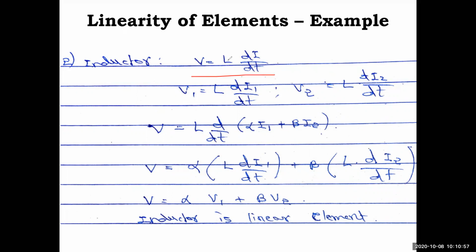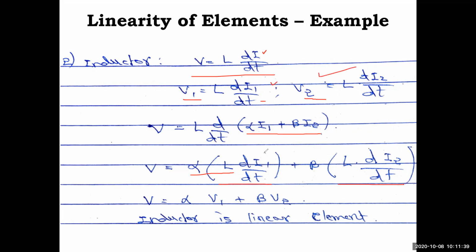Again, in the same way, inductance is constant, so I and V are changing. If you consider two sets of voltages, V1 is equal to L di1 by dt, and V2 is equal to L di2 by dt. In the same way, substitute I is equal to alpha I1 plus beta I2. In the first equation, you'll get V is equal to L d by dt of alpha I1 plus beta I2. So alpha is constant, I1 is changing, so alpha times L di1 by dt plus beta L di2 by dt. Now again we group L di1 by dt and L di2 by dt, which is nothing but V1 and V2.